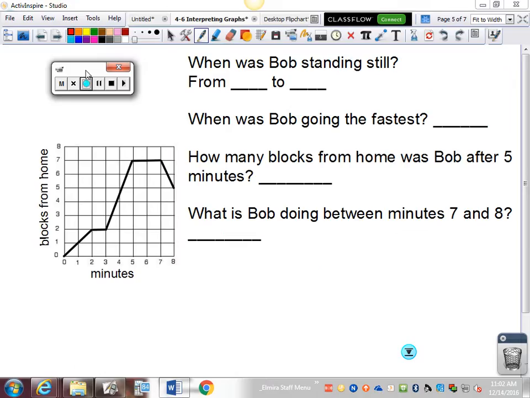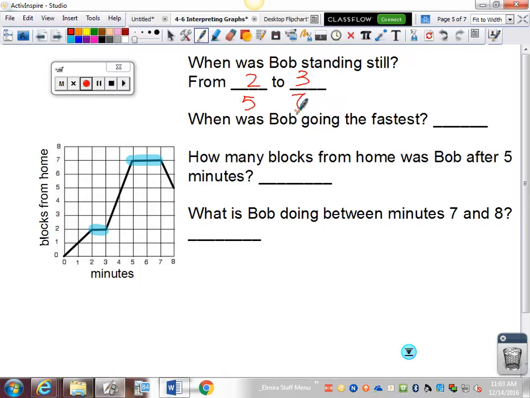All right, so interpretation. When is Bob standing still? This is a graph about Bob and the minutes he's walking versus how many blocks away from home he is. He's actually standing still at 2 points in the graph. One is right here and one is right here because those are the flat spots. So 2 to 3. But you could also answer 5 to 7.